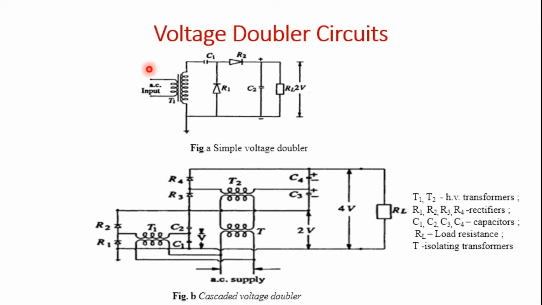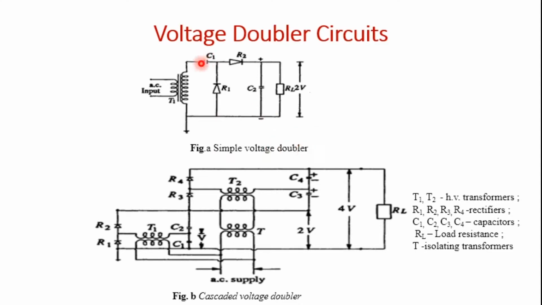Both the full wave and half wave rectifiers produce a DC voltage which is less than the AC maximum voltage. When higher DC voltages are required, we go for a simple voltage doubler circuit or a cascaded voltage doubler circuit. We'll look at a simple voltage doubler circuit.